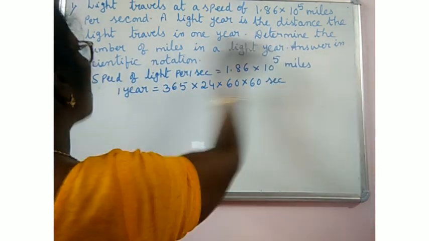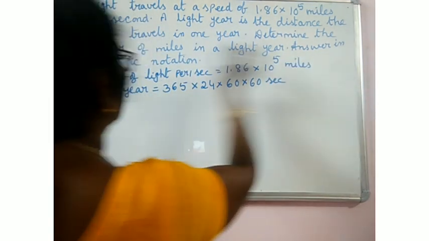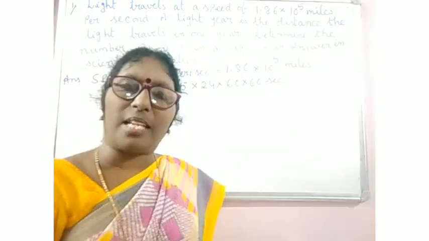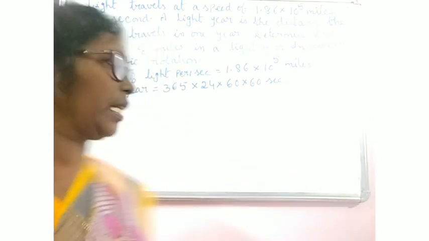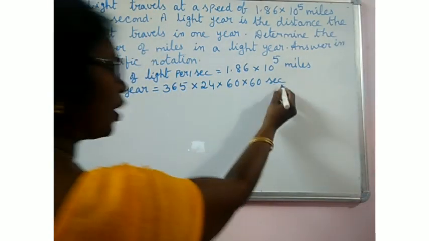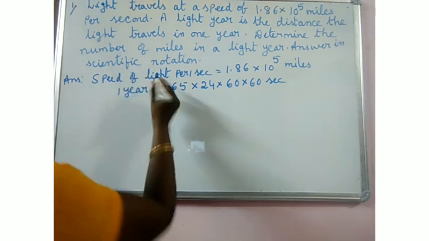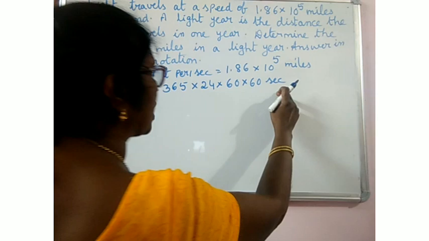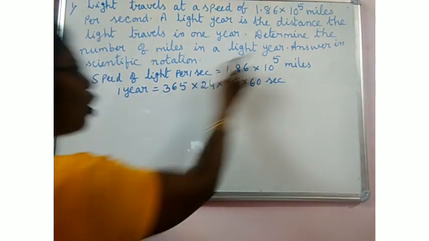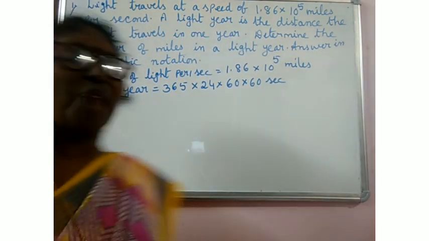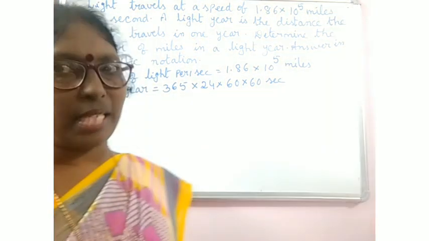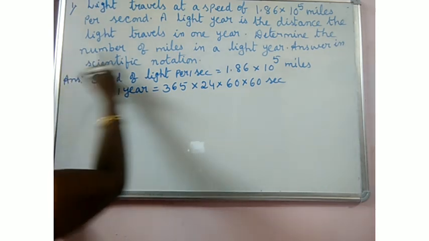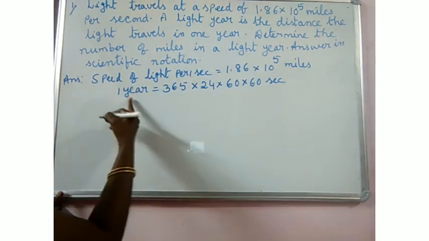So you have to find out the number of miles in a light year. In one light year, how many miles are there? So 1 year equals these many seconds, and light travels this much in 1 second. Light travels in these many seconds means this into this. So all these you have to multiply and show the answer in scientific notation. We have to find the number of miles in a light year.